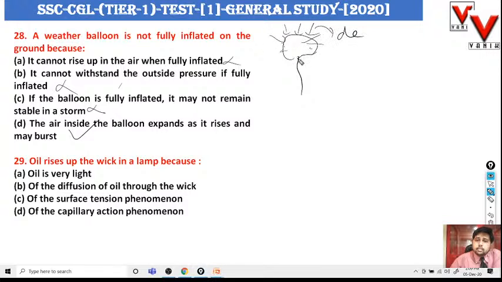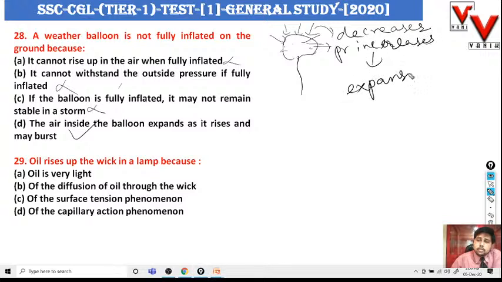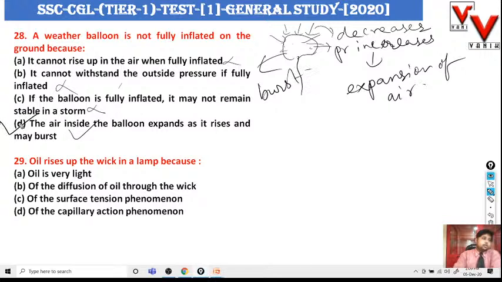So this is a balloon, and atmospheric pressure is acting outside, so it will decrease. So what will happen? Inside pressure will increase. How does inside pressure increase? By expansion of air. So this balloon will finally burst. All right, so option D is the right answer. Moving to the next question, number 29.